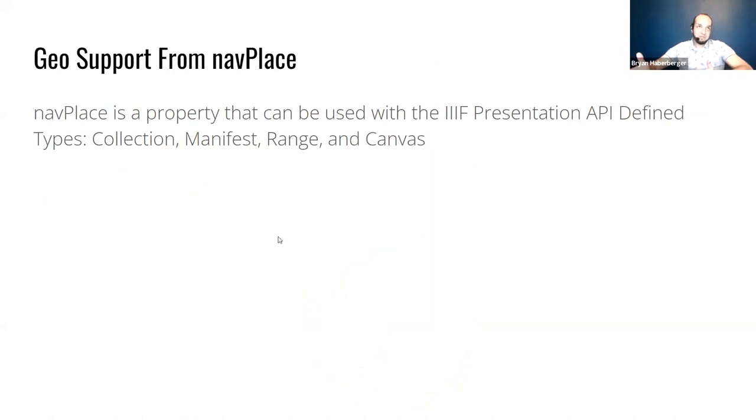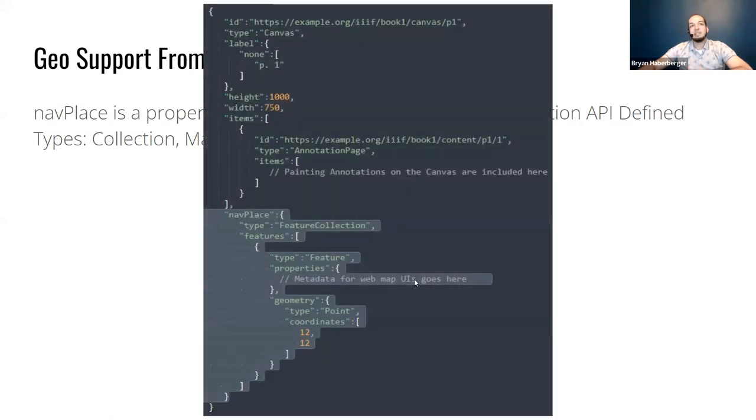So where did that first round of geo support come from? Chronologically, it came from annotation, but we'll talk about that later. Sort of the next step after figuring out what it looked like to put geodata next to IIIF resources, we decided that there should be an extension so that there was a property for IIIF resources. So that means a property for a collection, a manifest, a range, or a canvas where you can supply geographic information. So here, down here, this highlighted part is the NavPlace property, which has just a point geometry. Of course, it can be any other shape, but that's just the easiest to show in an example. So let's go learn some more about NavPlace.